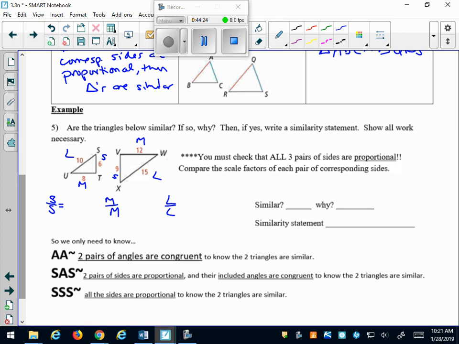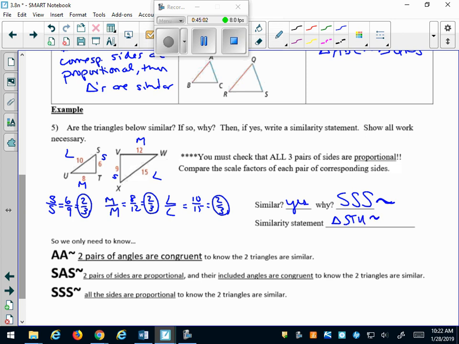So small to small would be what? 6 to 9, which is 2/3. Medium to medium is 8 to 12, which is 2/3. Large to large is 10 to 15, which is 2/3. Are they similar? Yes. Remember to put the squiggle. SSS similarity, you gotta put the squiggle. For the similarity statement, you just have to watch your order.